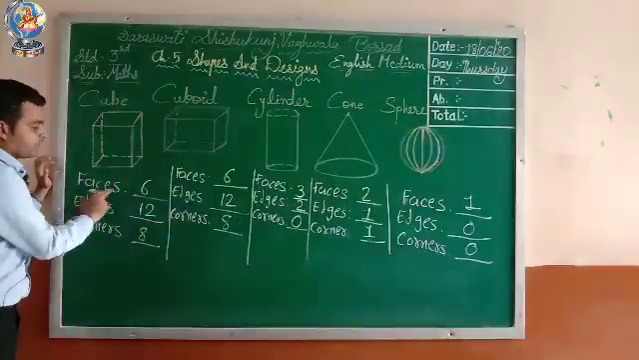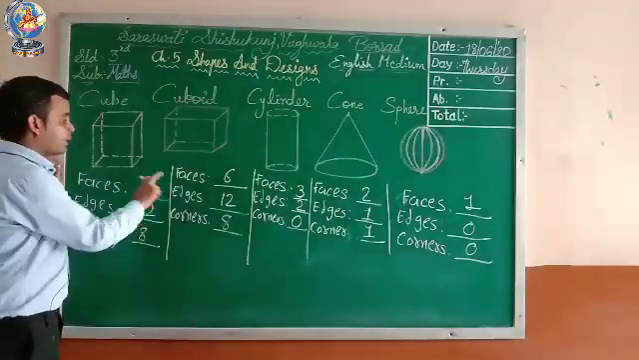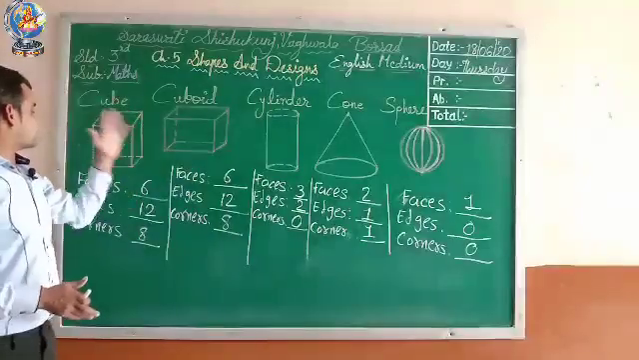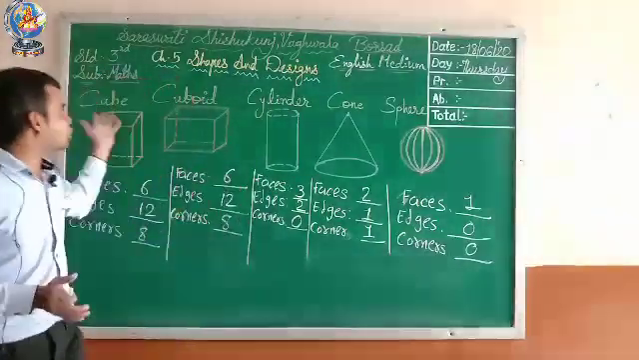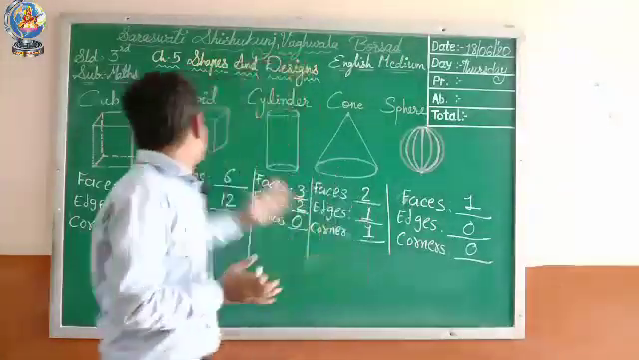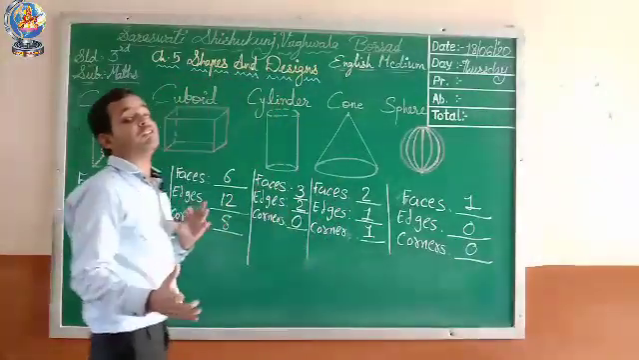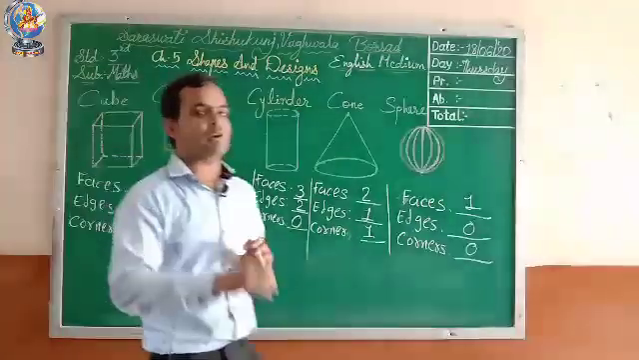Cube has how many faces? 6 faces, 12 edges, and 8 corners. Now notice that the cube and cuboid have the same faces, the same edges, and the same corners. But what is the difference between the cube and the cuboid? The cuboid has rectangular faces and the cube has square faces.